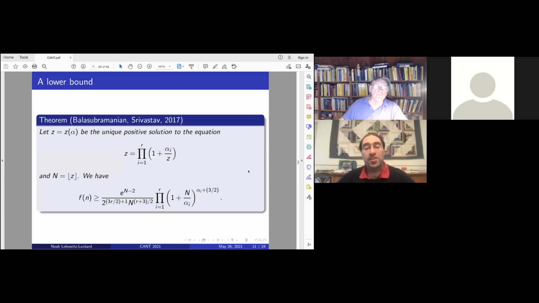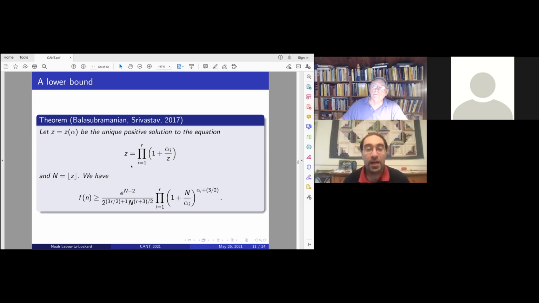So, as I said before, for unordered factorizations, this problem hadn't actually been investigated until very recently. In 2017, Balasubramanian and Srivastava found the following formula. Let Z be the unique positive solution to this equation right here. Z is the product of 1 plus alpha i over Z as i ranges from 1 to r. Recall that these alpha i's were the exponents in the prime factorization.